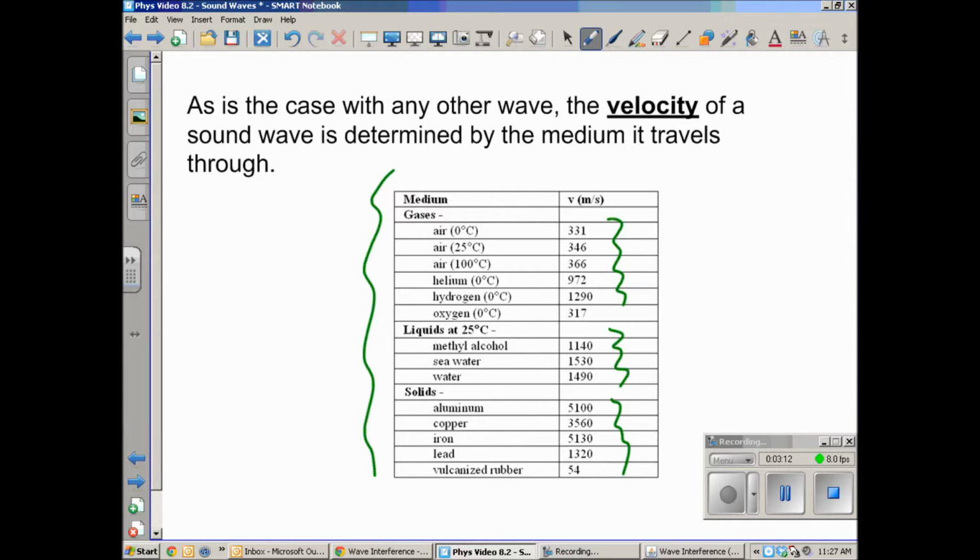And then another generalization is this. As a general rule, the warmer your medium is, the faster sound travels through it. Okay? Because if it's warmer, it means the molecules are vibrating faster, they have more kinetic energy, and it causes the sound to travel through faster.